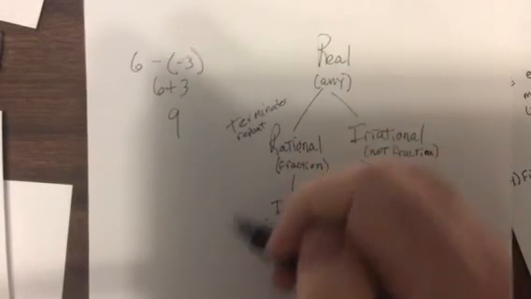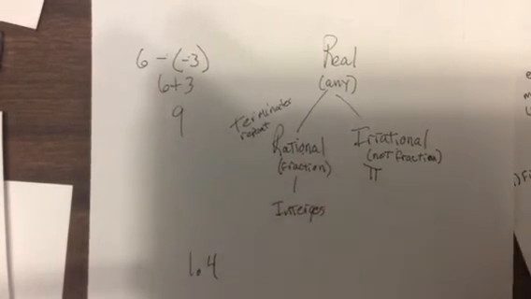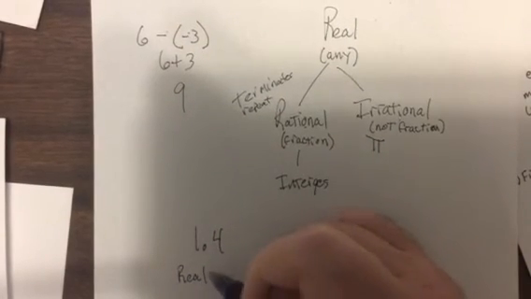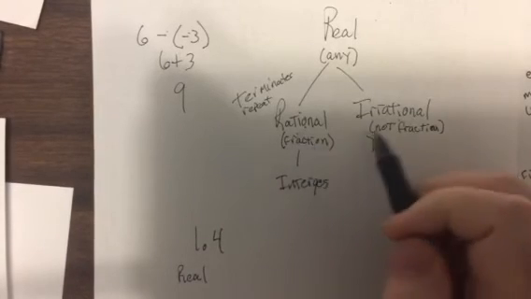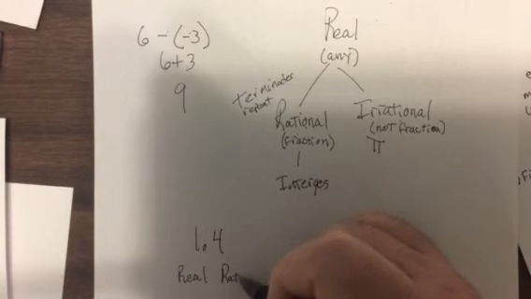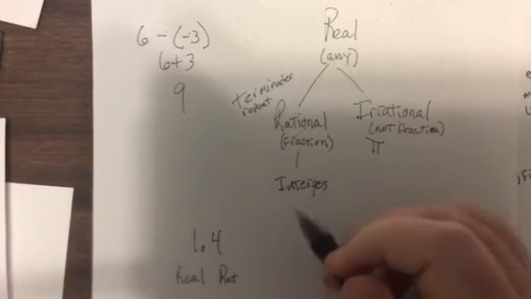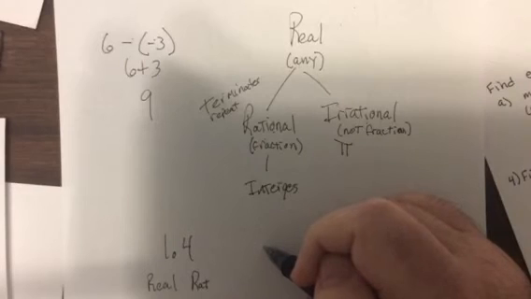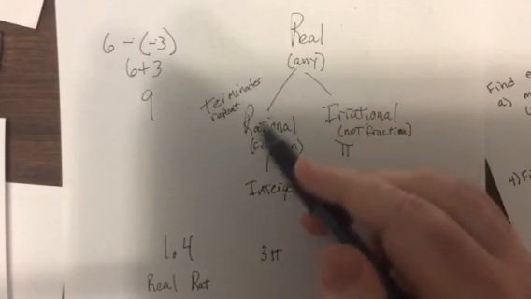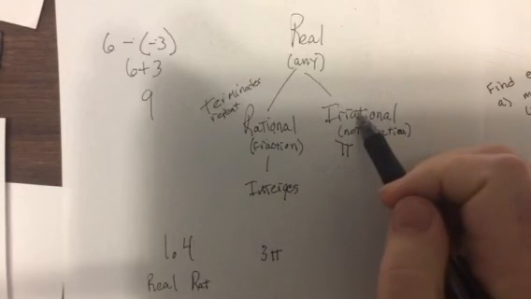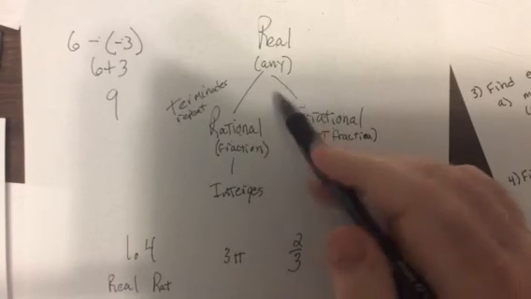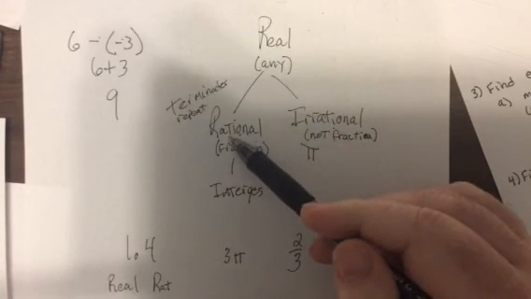So if I said, give me an example, 1.4, what does that satisfy? Well, it's always real. Always. Then is it rational or irrational? Well, it terminates, it stops, so it'd be rational. And it's not an integer, so you're done. If I said 3 pi, you would say, well, it's real. All of them are real. And it's irrational. If I said 2/3, you would say real and rational.